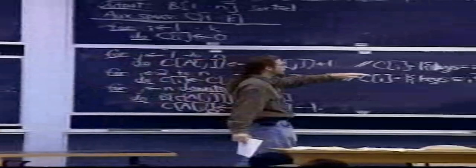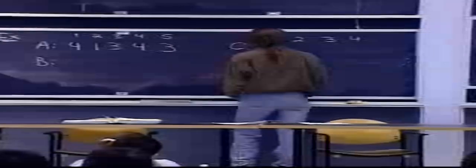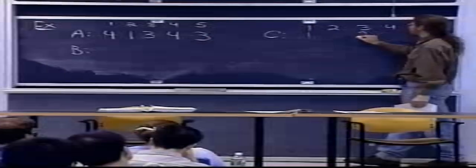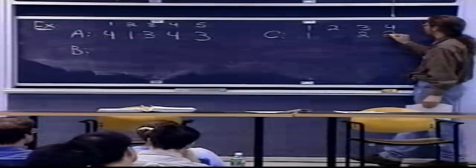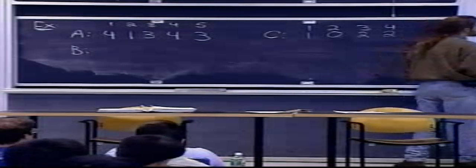So the first step is just setting all of C to 0. The second step, I claim, is just counting how many keys are equal to a particular value I. There's one spot in C for each potential value: 1, 2, 3, or 4. If I look in the array A, there's one 1, so C1 will be 1. There are two 3s, so we'll set this one to 2. There are two 4s. And there's no 2s. So I claim that after the second loop, that's what C will look like.